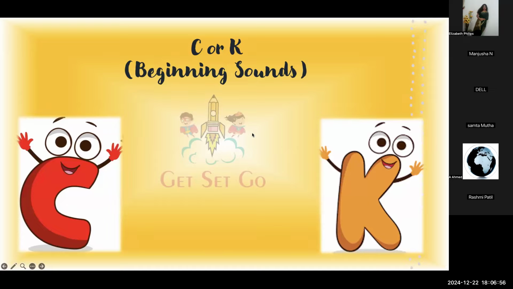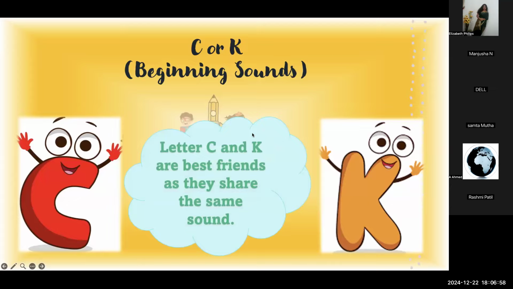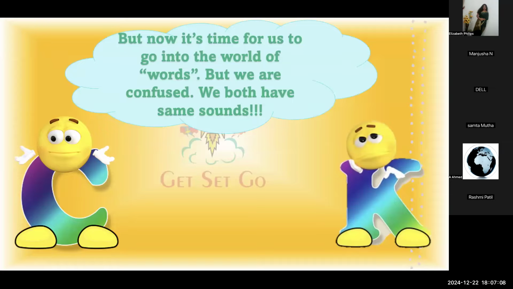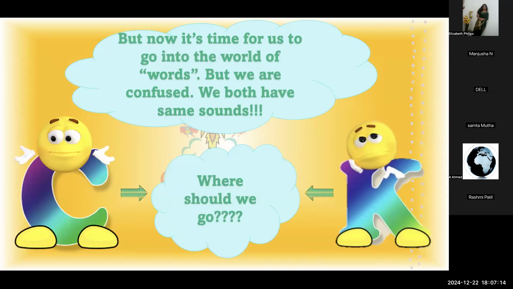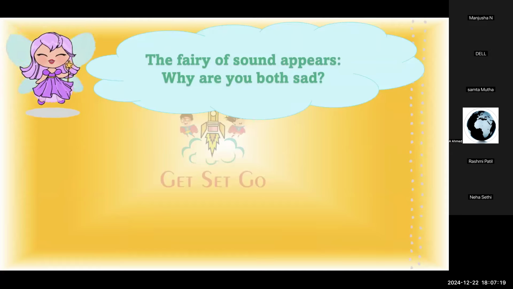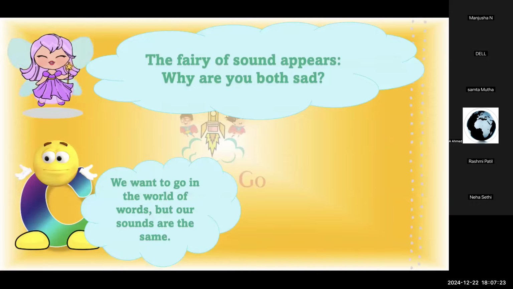So we have letter C and letter K here. Letter C and K are best friends as they share the same sound. But now it's time for them to go into the world of words. But we are confused. We both have the same sounds. Where should we go in the words? Then the fairy of sound appears. Why are you both sad? We want to go in the world of words, but our sounds are the same.